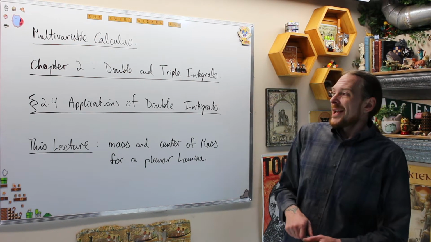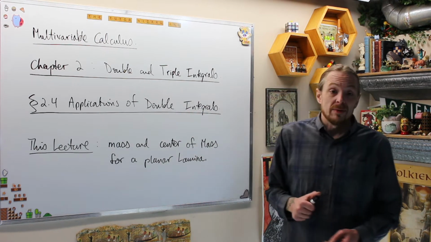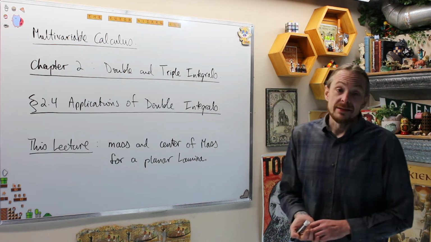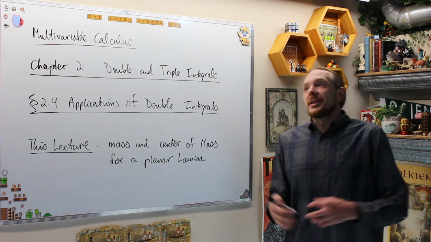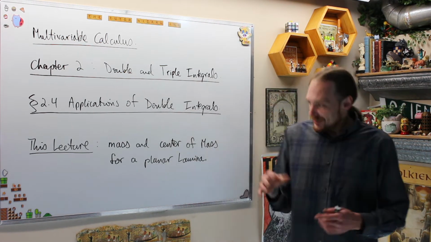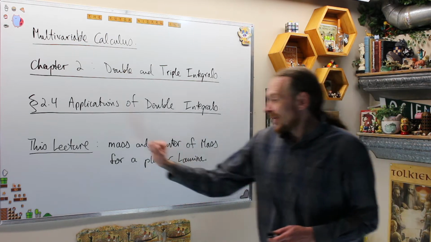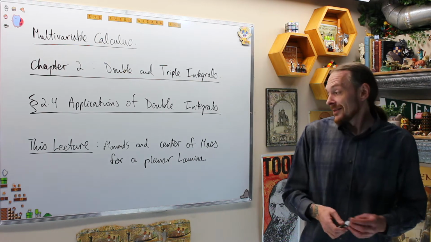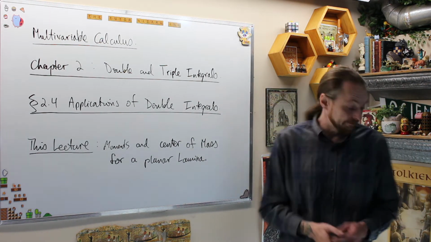Today we're doing multivariable calculus. Chapter 2 is double and triple integrals. We're doing section 2.4, which is applications of double integrals. In particular, I like this physics application specifically, so we're going to do, technically, we already did mass. Moments and centers of mass for planar laminas. Let's do that.